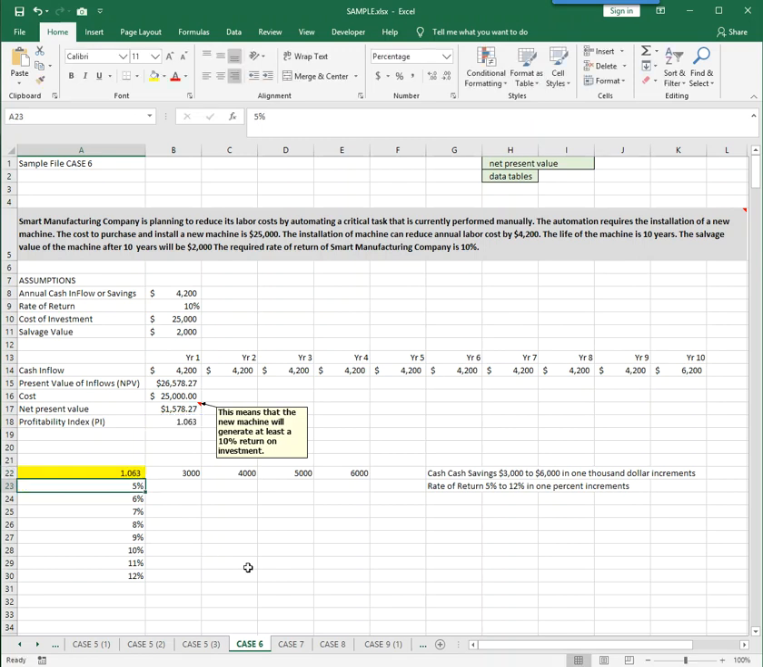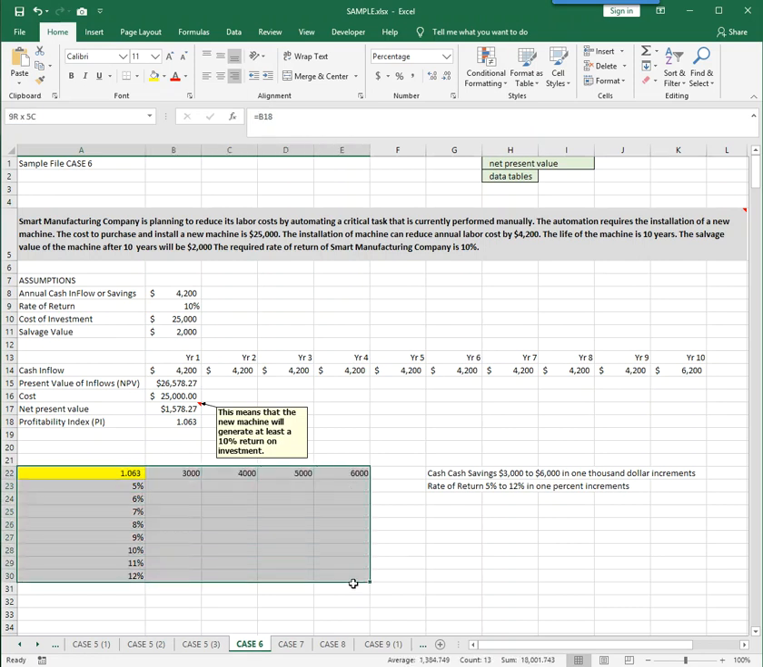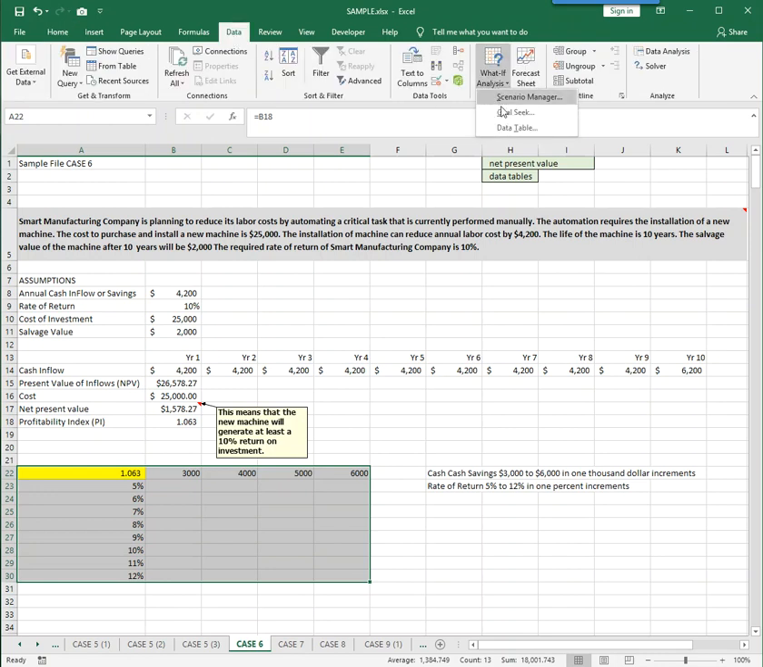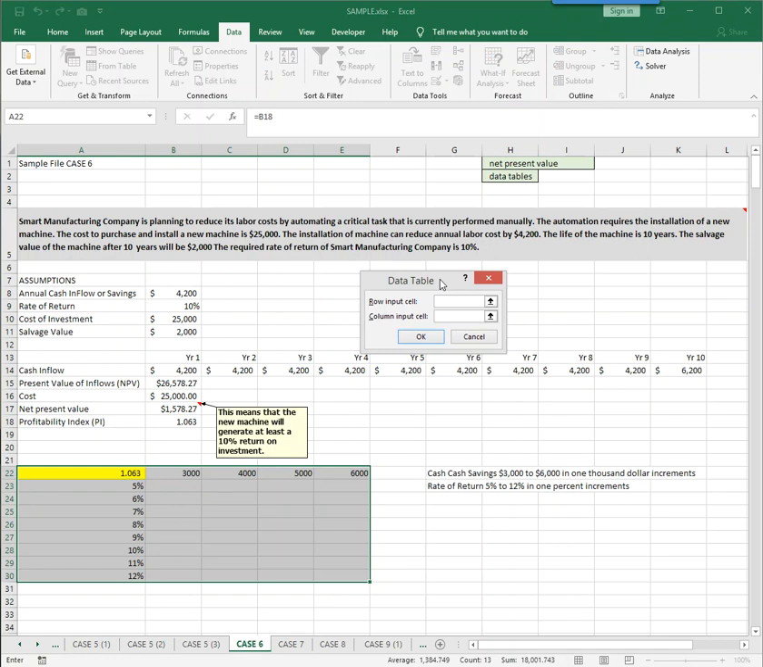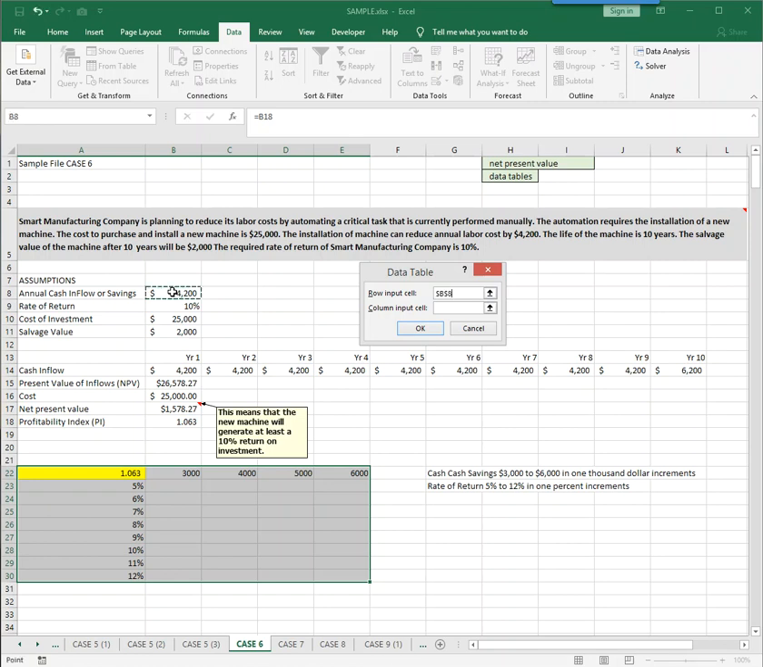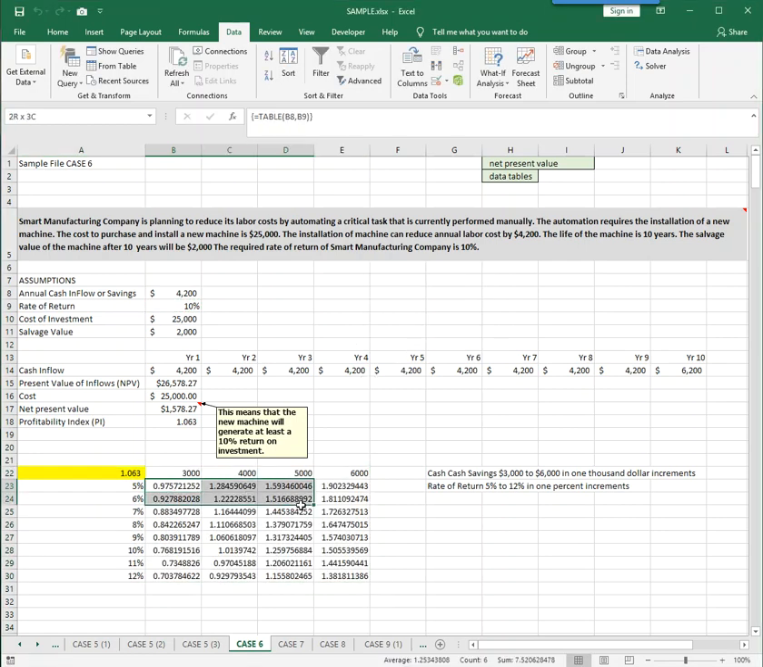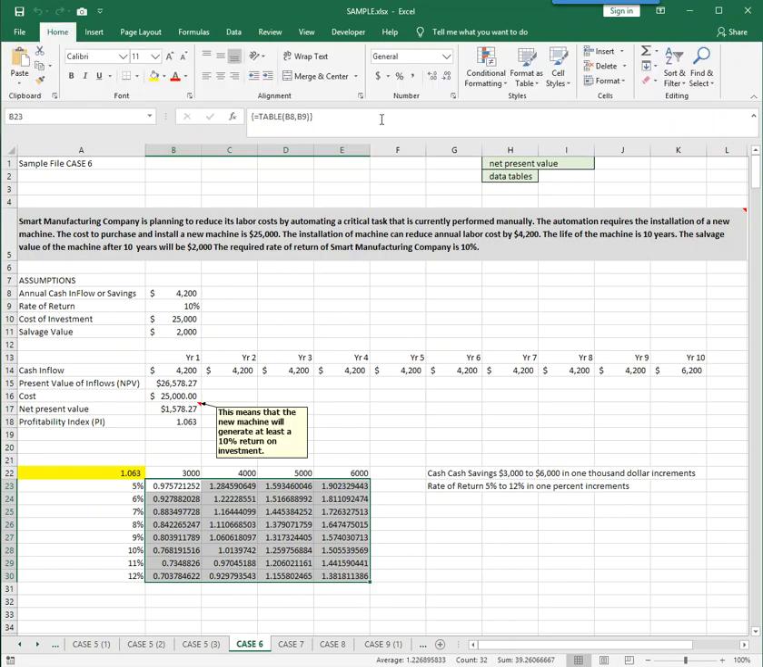So we've set up our table. Now we're going to highlight the table, all of it, and go to Data, What If, Data Table, and fill in the two dialog boxes. The row input cell is the original assumption value related to the row of numbers in the table. And the column input cell is the original assumption value related to the column of numbers in the table. And when you click OK, I will format these numbers so they'll be a little easier to work with.